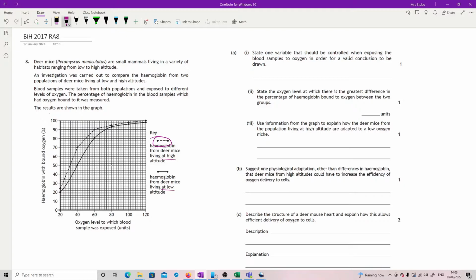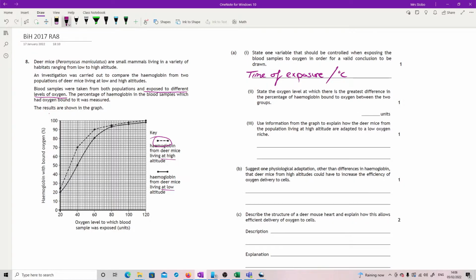State one variable that should be controlled when exposing the blood samples to oxygen in order for a valid conclusion to be drawn. Okay, so it just basically said here, exposed to different levels of oxygen. So I'm just going to give you the list that was in the mark scheme for this one. Okay, so they went time of exposure, which was what I'd written down in my scribbly answers, so I thought that was reasonable.